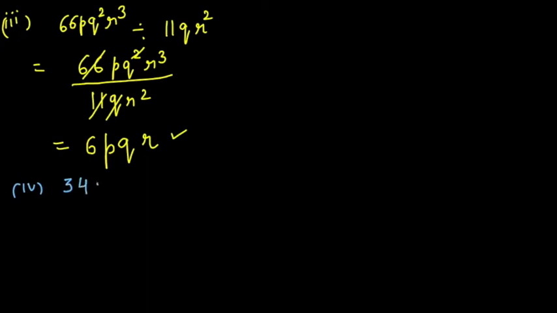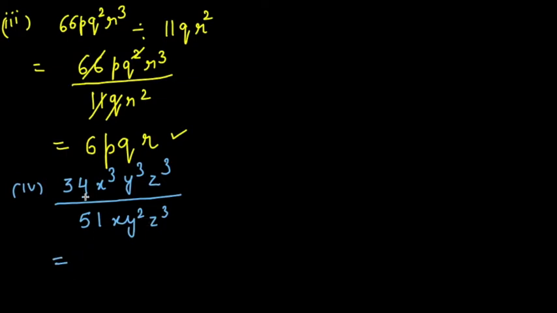Fourth part is 34x cube y cube z cube upon 51xy square z cube. Now you need to see the common factor of 34 and 51, and this is divisible by 17. 17 twos are 34 and 17 threes are 51. So both the numbers are divisible by 17. So I can write 2 by 3. Now x cube upon x, so you are left with x square. y cube upon y square, 2 y's cancelled, you are left with 1 y in the numerator. And z cube is cancelled with z cube. So your answer is 2 upon 3 x square y.